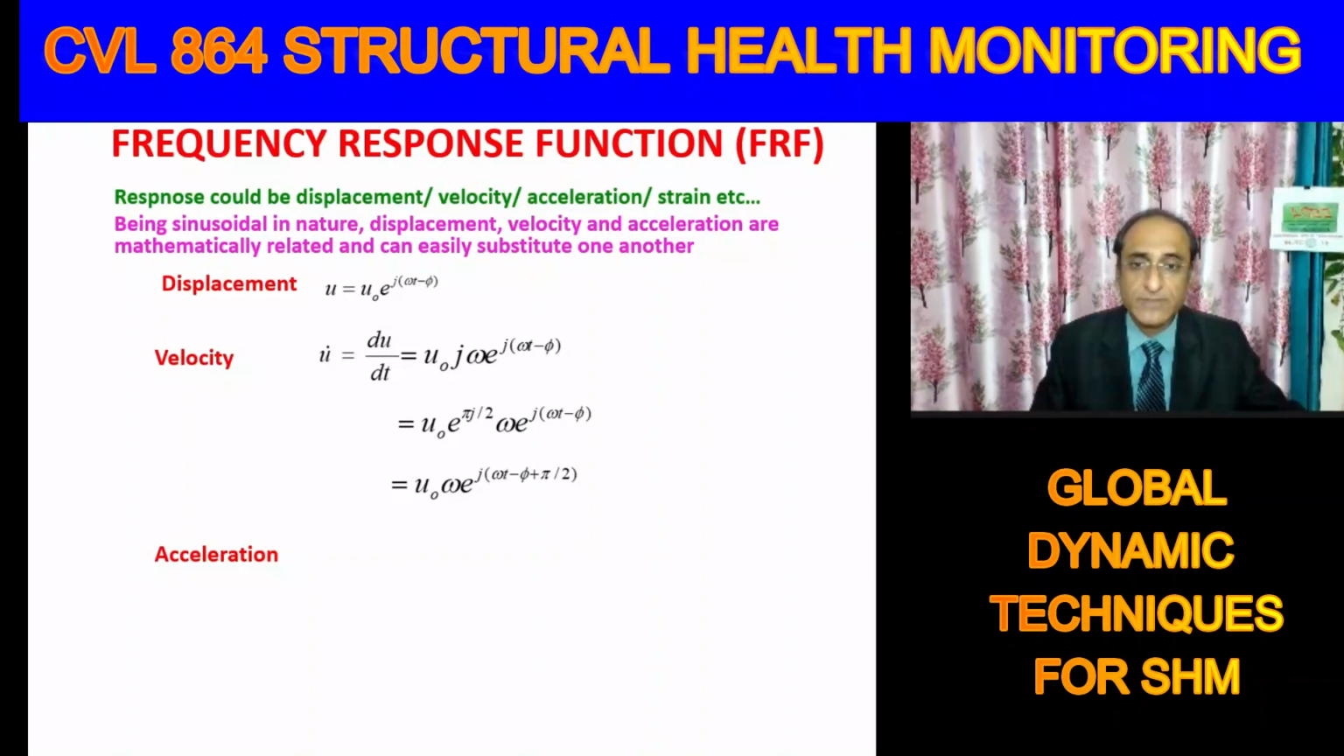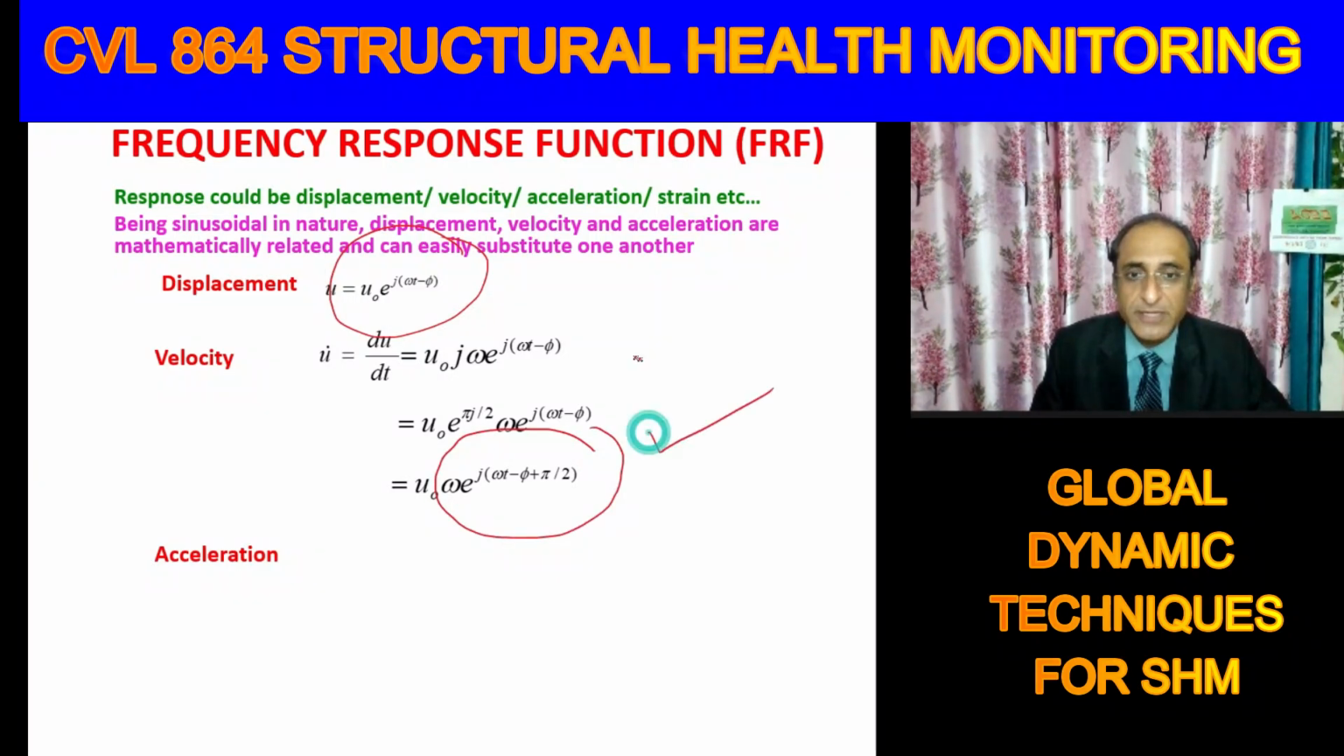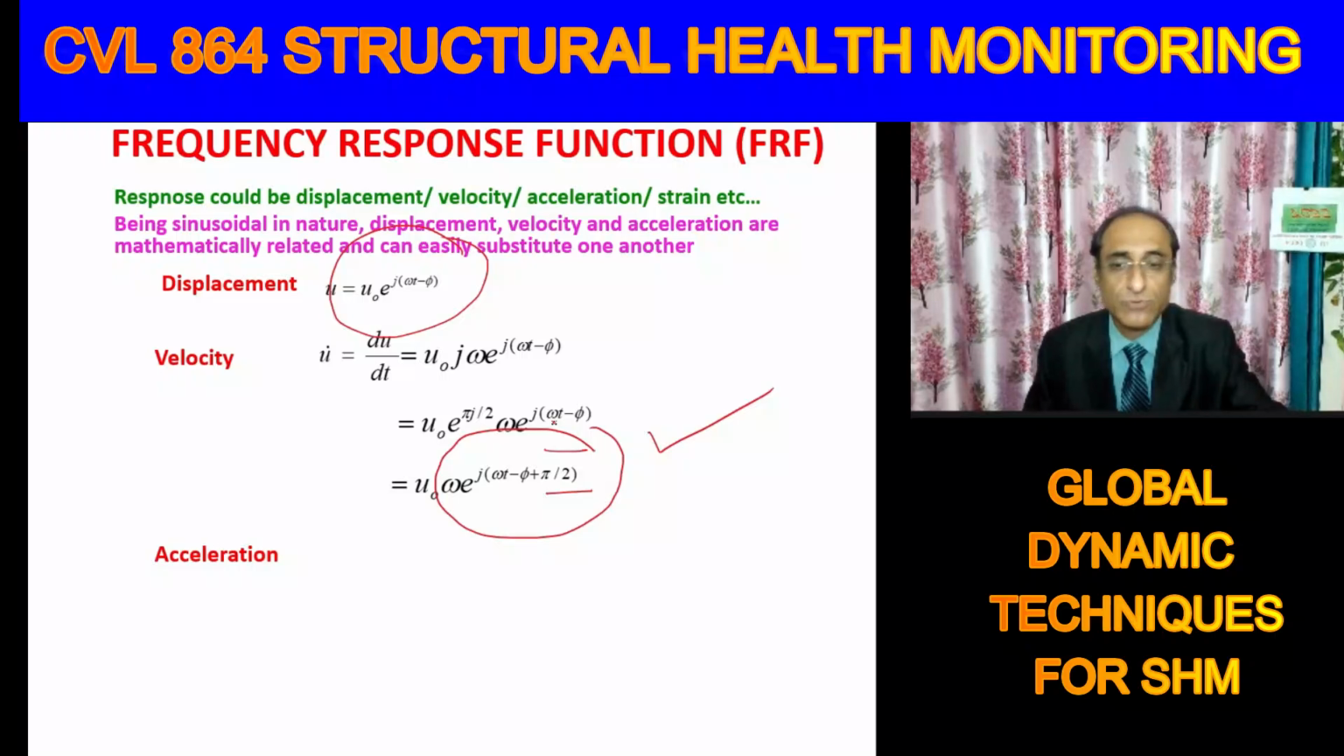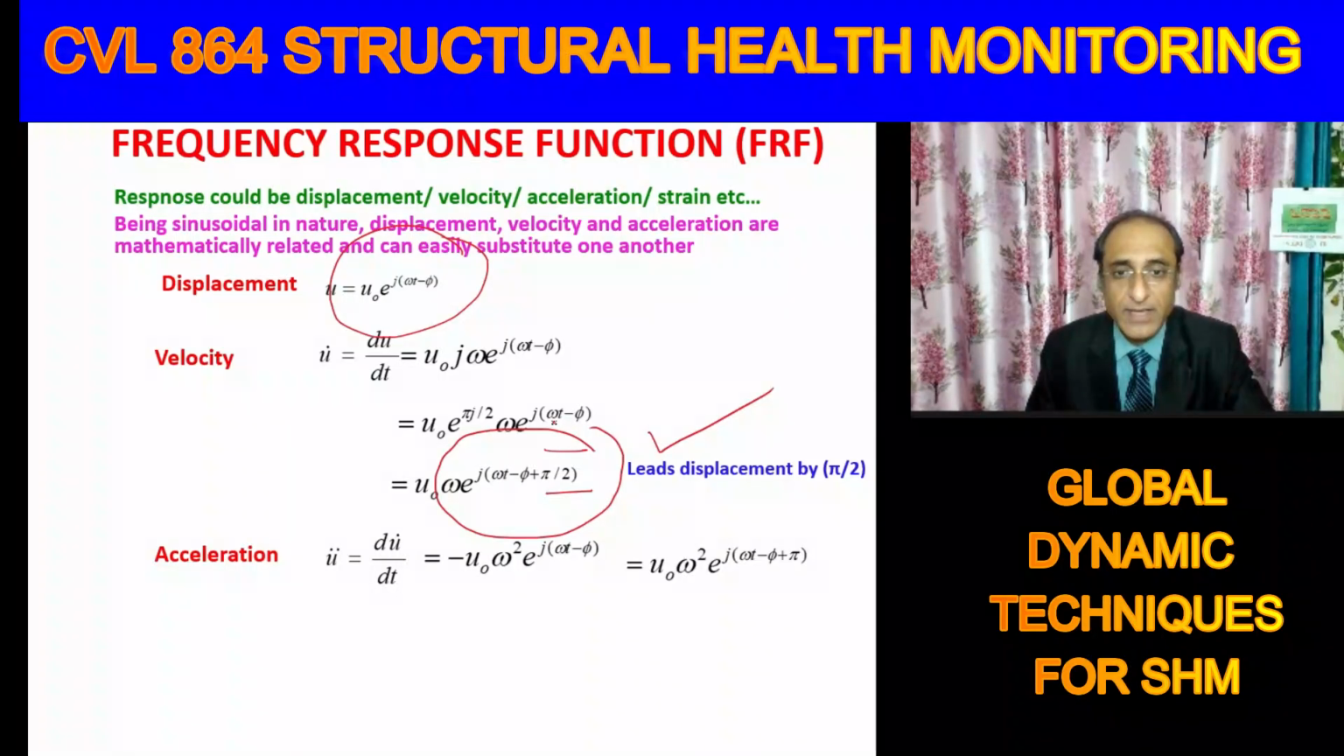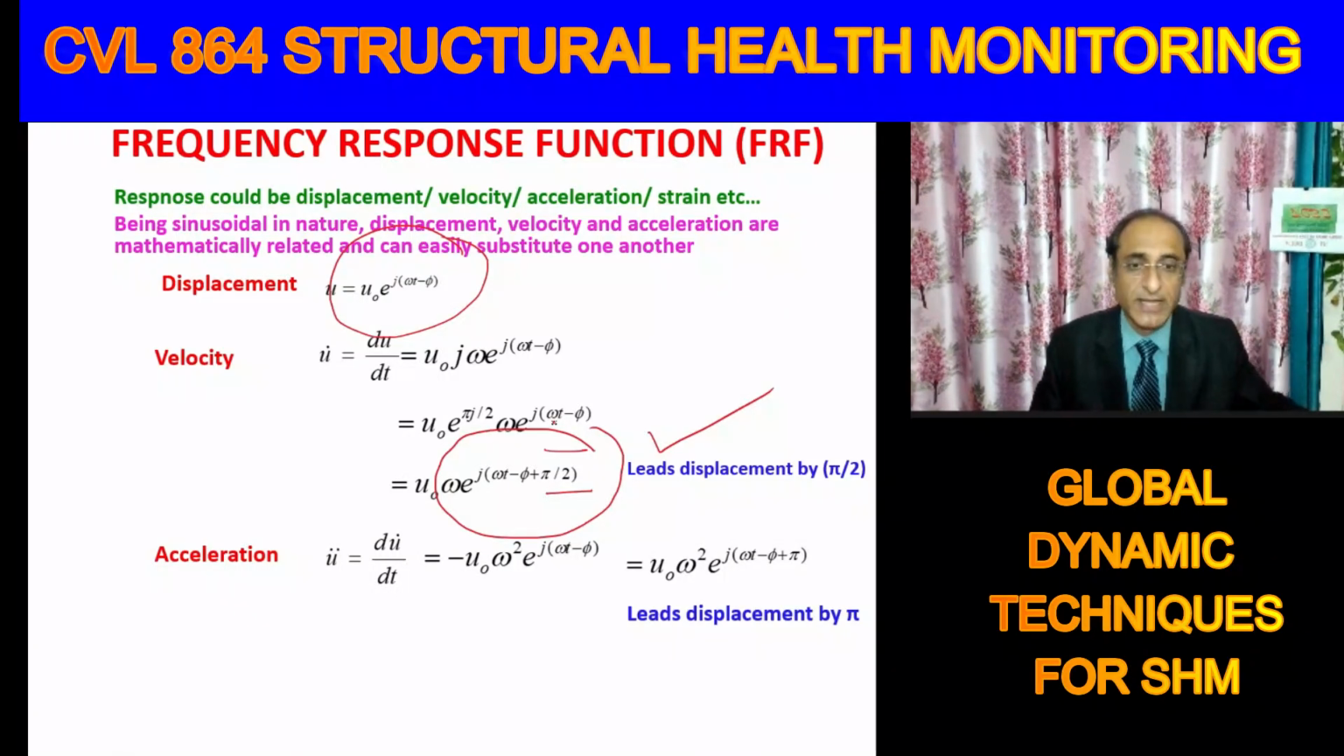So what we see here is the phase difference between the displacement and the velocity. Velocity basically leads the displacement by how much phase angle? 90 degrees. Understood? And similarly, acceleration is the second derivative of the displacement, and here you can always express it like this: the acceleration will lead the displacement by a phase angle of 180 degrees.